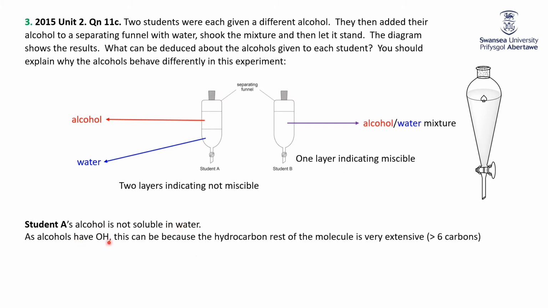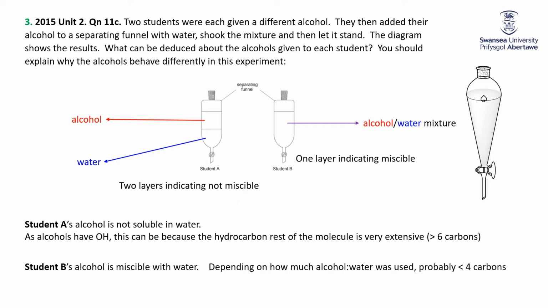If it's insoluble, alcohols have OH, so they can all hydrogen bond to water, but if there's a huge big hydrocarbon chunk in the rest of the molecule, well then there's so much hydrocarbon there repelling the waters that the fact that some waters can pop in on the end and hydrogen bond with the OH doesn't really help. That usually happens when you've got alcohols greater than 6 carbons. On the other hand, student B's alcohol is miscible with water. That means that the hydrocarbon bit, while it's there, is not so extensive that it overcomes the nice positive effect of having the hydrogen bond between alcohol and water, which it is, depends on how much alcohol water was used.